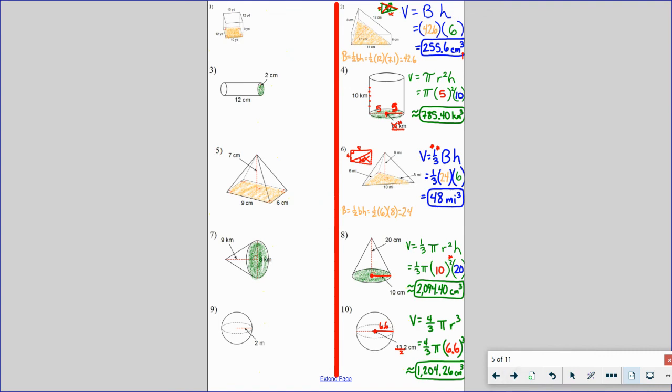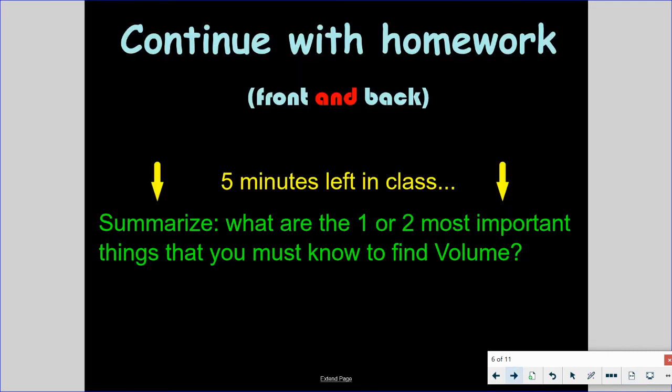So, before I continue on, just a reminder, with 5 minutes left in class, write down the 1 or 2 most important things that you must know to find volume. That could include a mistake that you made. That could include coloring in the bases. That could include that big B area of the base, whatever it is. Make sure you summarize your learning.